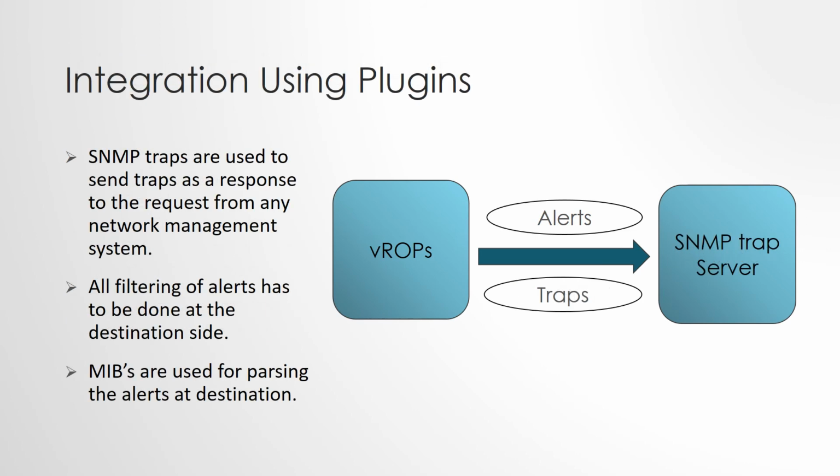The SNMP Trap plugin is used when we want to forward alerts to an SNMP Trap server in the environment. Alerts are sent as a trap in response to a request from a network management system. A major difference between SNMP and the REST-based plugin is that in SNMP, all the alert filtering has to be done at the destination site. The default port for SNMP Trap is 162. We can also configure different authentication protocols like SHA-256 and SHA-512. Management Information Bases, or MIBs, which are a collection of information organized hierarchically, are used to parse the alert fields at the destination.